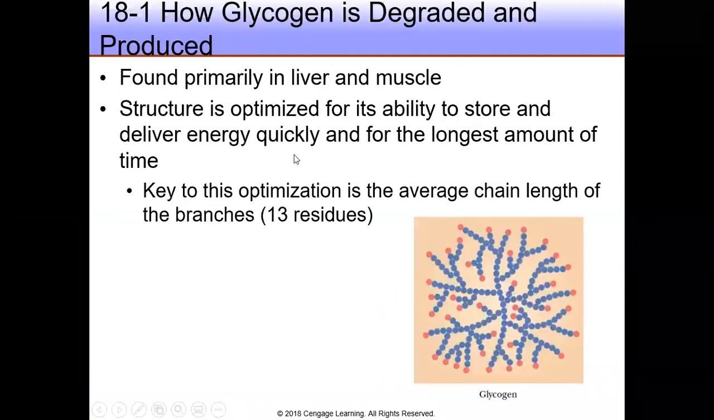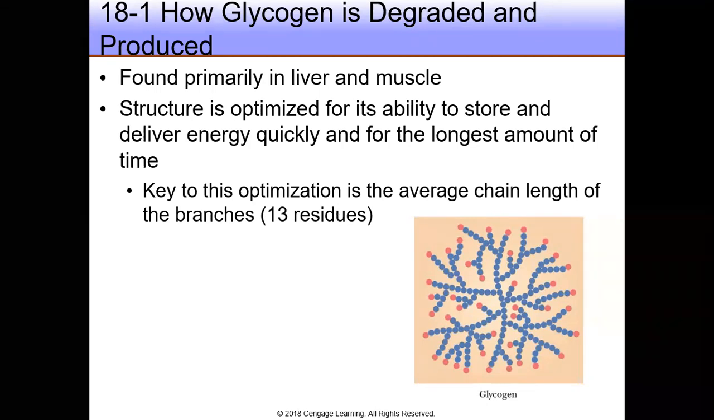Now, when we digest a meal high in carbohydrates, we have a supply of glucose that exceeds our needs. So we store glucose as a polymer called glycogen. Glycogen is similar to the starches found in plants. That's why it's sometimes called animal starch.